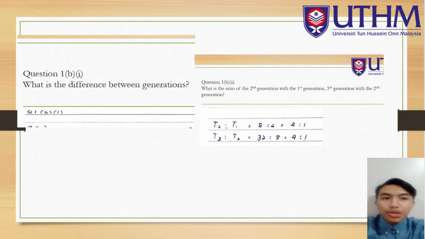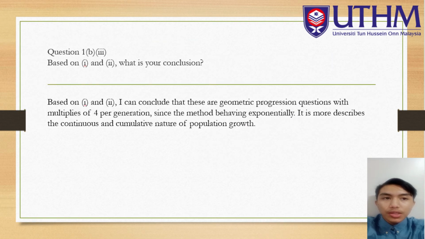1B3, based on B1 and B2, what is your conclusion? So my conclusion is, based on B1 and B2, I can conclude that these are geometric progression questions with multiples of 4 per generation. Since the method behaves exponentially, it better describes the continuous and cumulative nature of population growth.